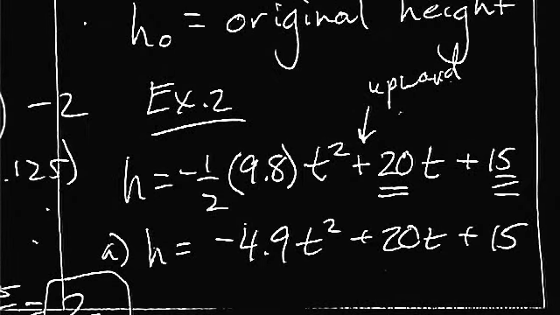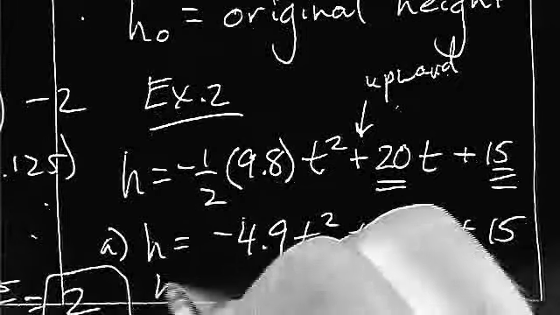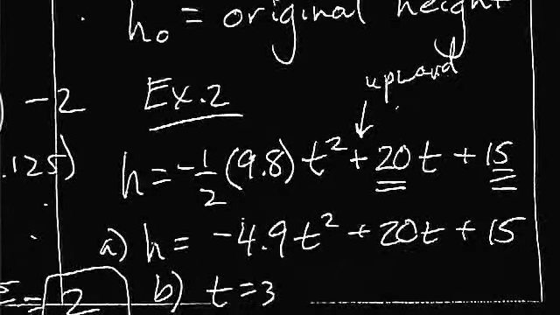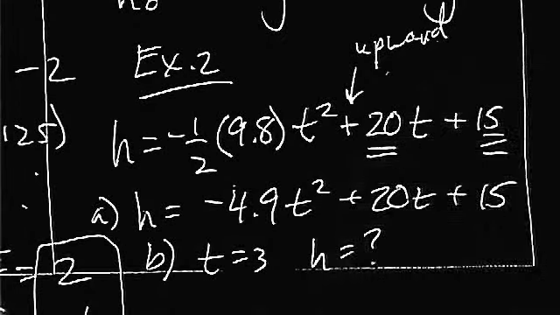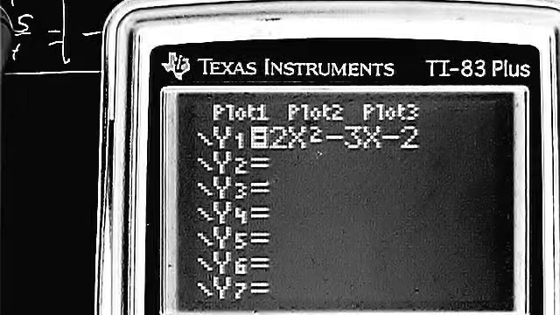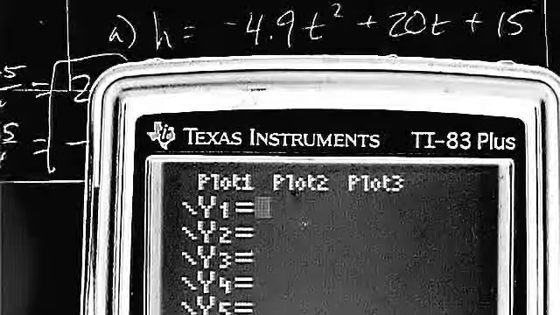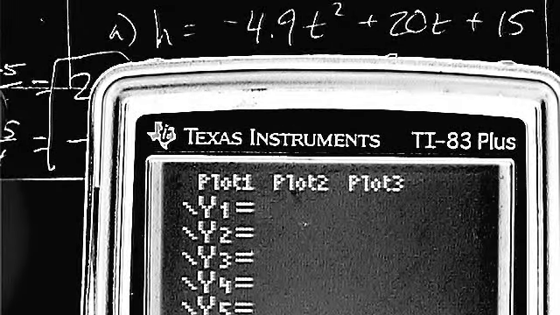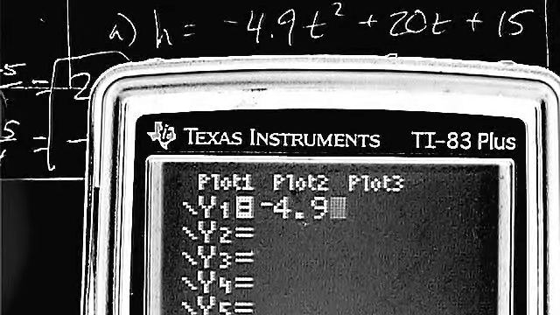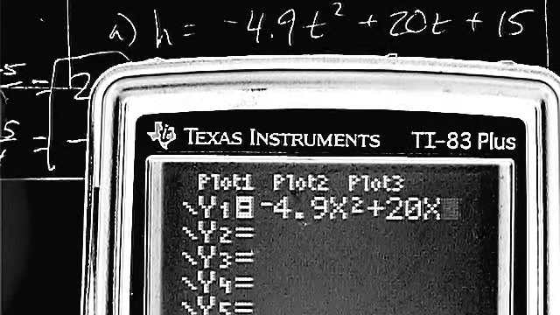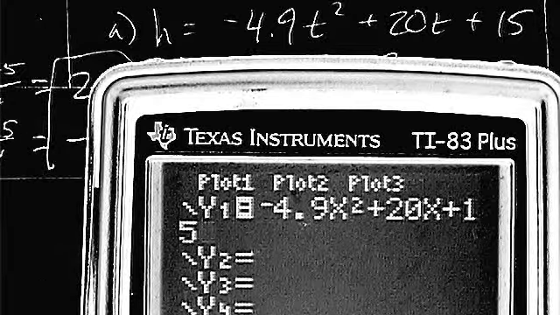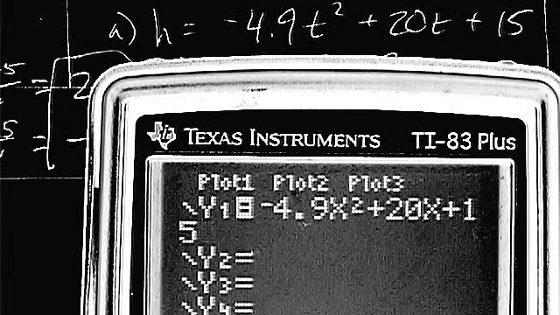And part B, how high is the ball after 3 seconds? So they gave me a t value of 3 and said, what is h? Okay? Well, that can't be too terribly difficult. We're going to go back to the y equals in our calculator. Let's see what our equation is. Negative 4.9 x squared plus 20x plus 15. Okay, so here's my equation.